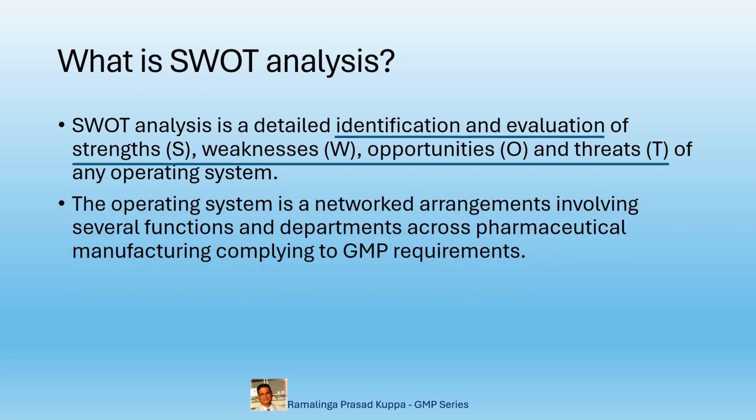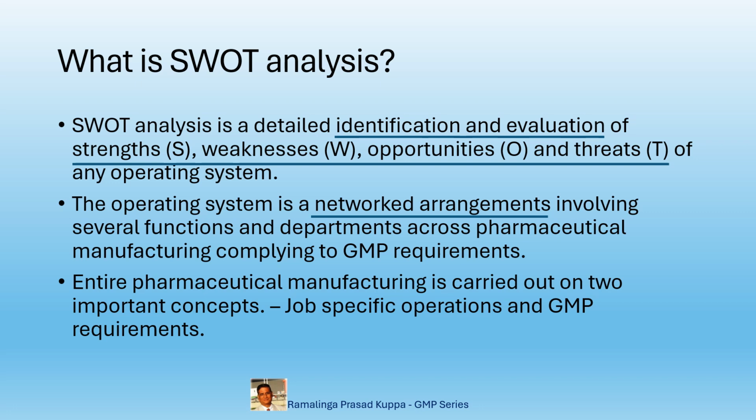The operating system is a networked arrangement involving several functions and departments across pharmaceutical manufacturing, complying to GMP requirements. The system contains many procedures and interconnected activities. The intent is to always get a good quality product. Strengths, weaknesses of all the activities and the personnel involved must be evaluated fully.